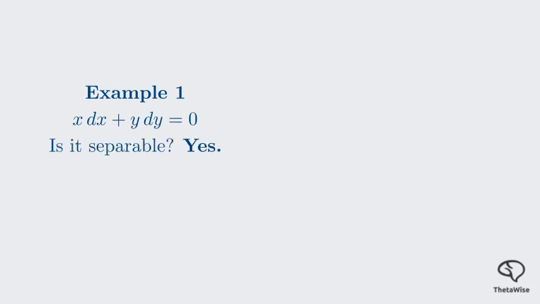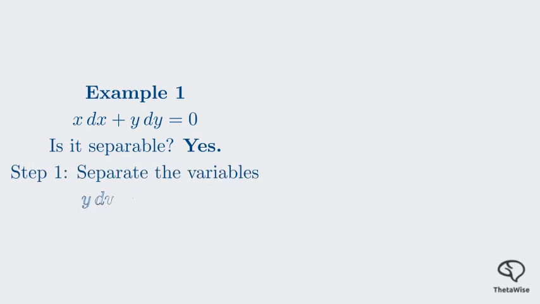Let's apply this theory to a concrete example to see how the mechanics work in practice. Consider the equation x dx plus y dy equals 0. First, let's check if it's separable. The term with dx contains only x, and the term with dy contains only y. Yes, it fits our definition perfectly.